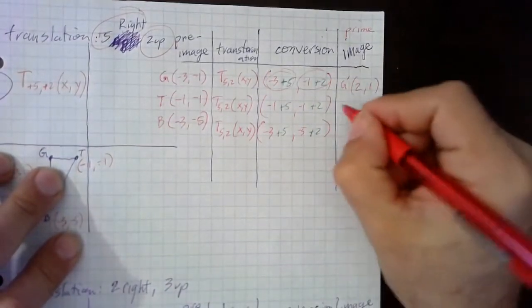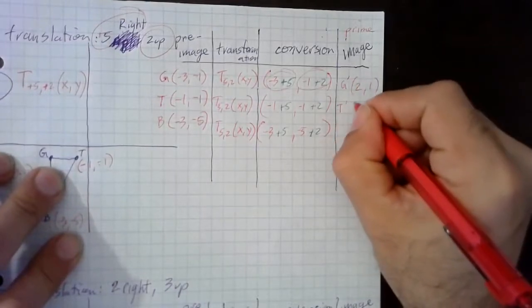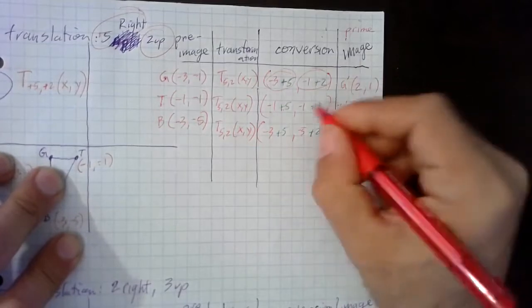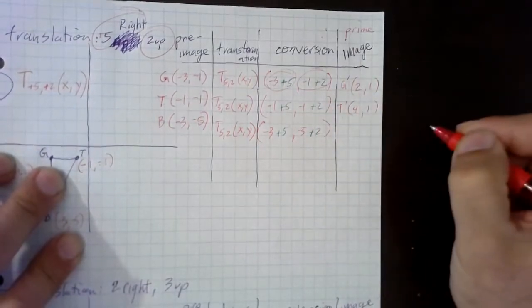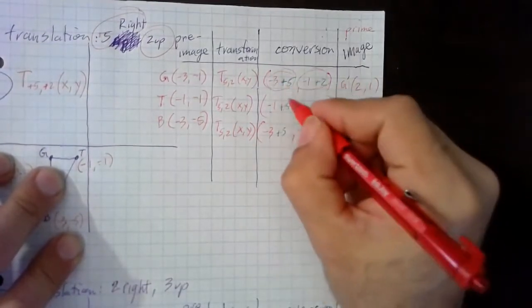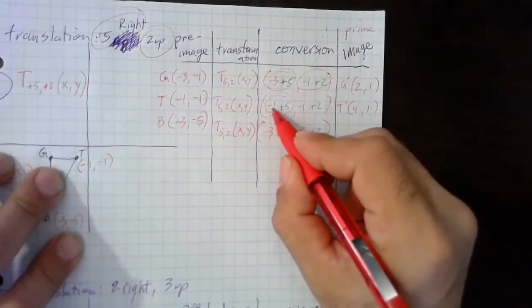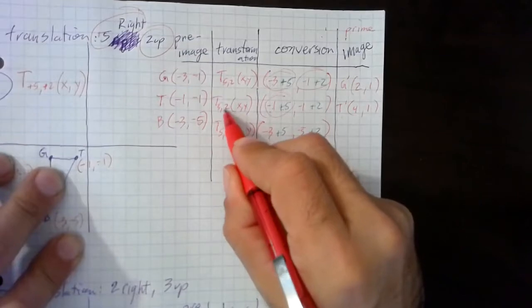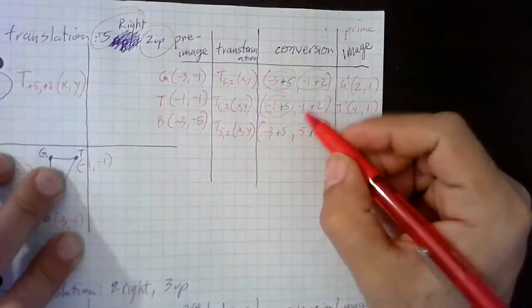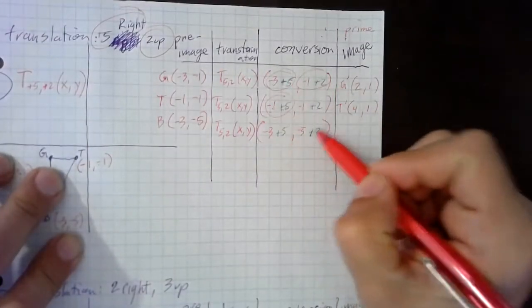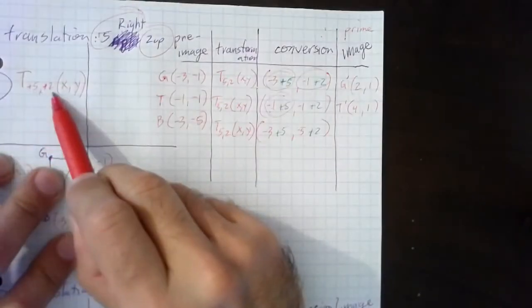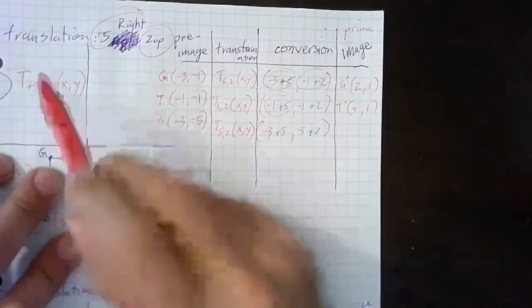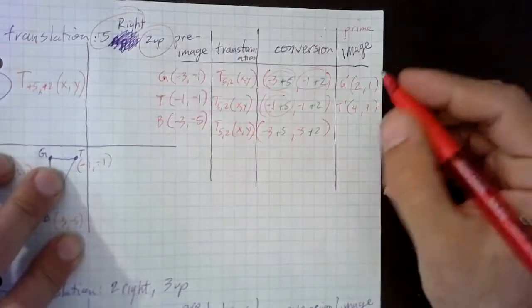Okay, let's do it for the rest of them. This is going to be T prime because it's our final image. -1 plus 5 is 4. -1 plus 2 is 1. Okay, so we're just combining the original X value from our pre-image plus the translation of +5, because that is the translation we have. We just apply it to each point. Notice how it's 5 and 2, 5 and 2, 5 and 2, because that is +5 for X, +2 for Y. That is what our translation is.